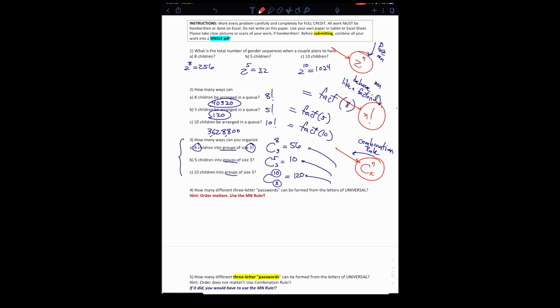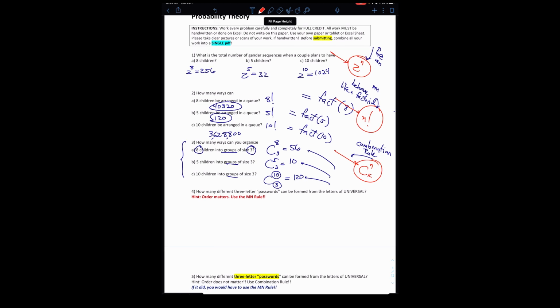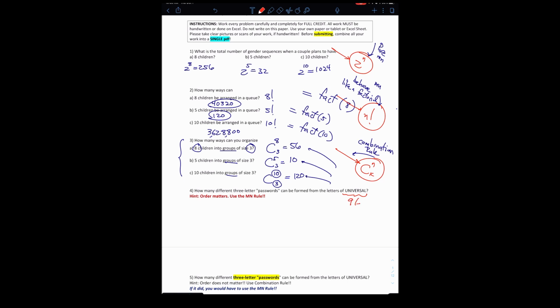Moving on, let's look at number 4. It says, how many different 3-letter passwords could be formed from the letters of the word universal? Now, the word universal has 9 letters. So I'm just going to write that. These are the total number of choices, because you have to use letters to create this password, so the letters become the choices. So you have a choice of which letter to use for which character of the password.